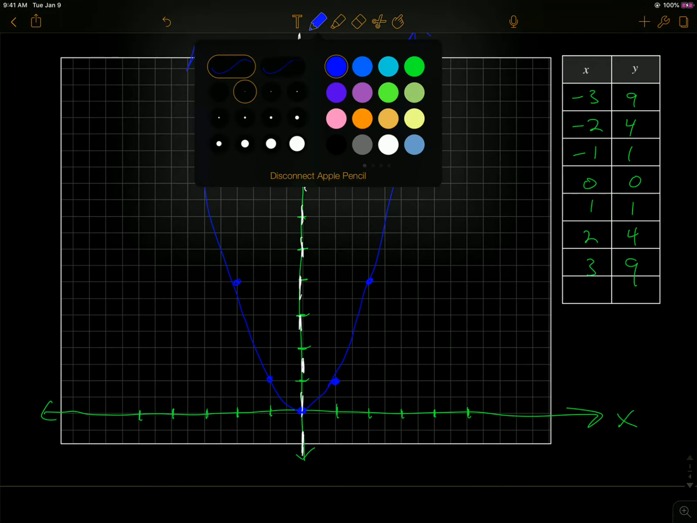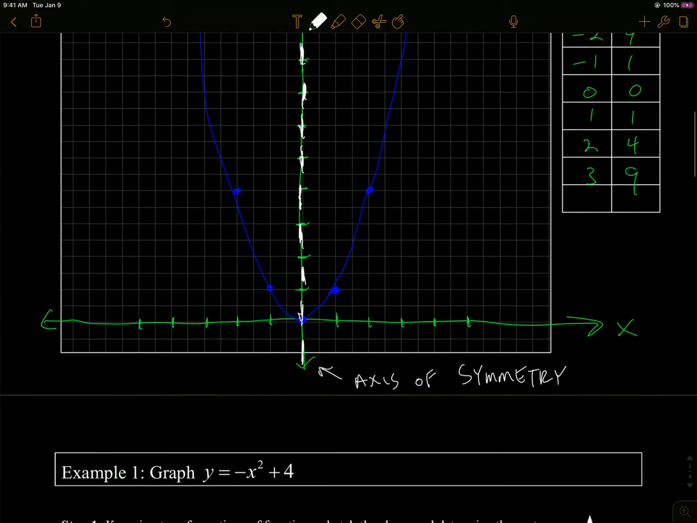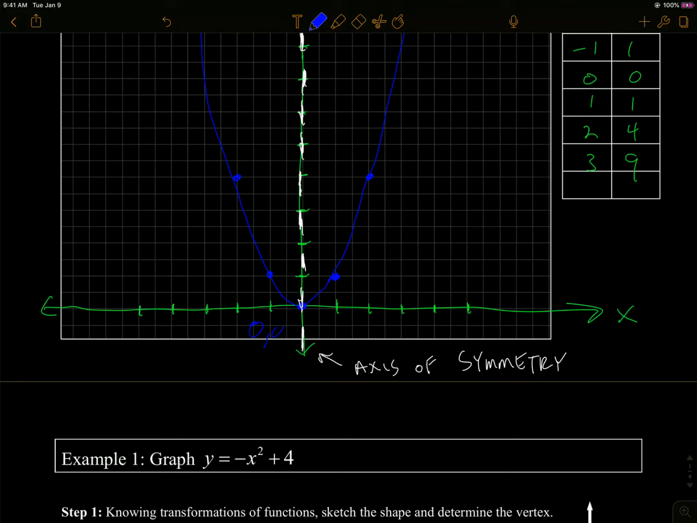Our axis of symmetry here in white goes right down the middle. Hopefully you can see it. Right, so there's our axis. It's always going to pass through the vertex, and that's going to help us find its equation. The vertex on the parent function is (0, 0).